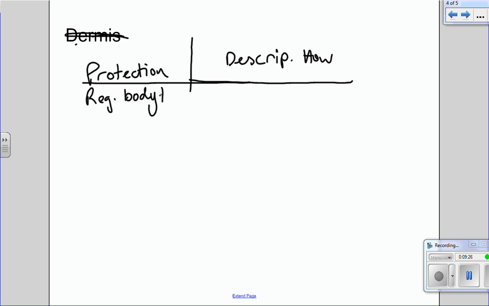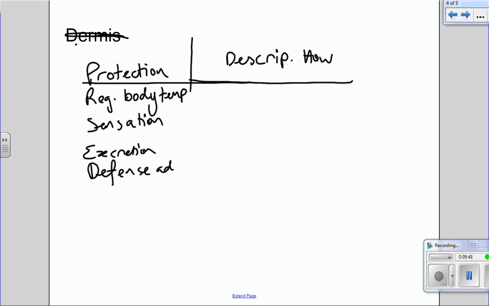regulation of body temperature, which we called thermal regulation earlier, sensation, little clue, Merkel cells, so sensation there, excretion, defense against disease. There's actually several steps there. Oh, that was tough. And finally, blood reservoir.